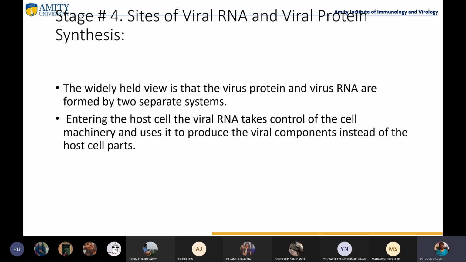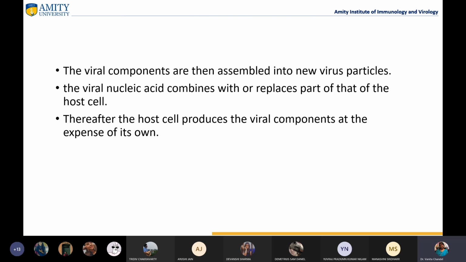So step 4 is the site of viral RNA and protein synthesis. The most widely held view is that virus protein and virus RNA are formed by two separate systems. When they enter the host cell, viral RNA takes control of the host cell machinery. So it uses it to produce the viral components instead of the host cell parts. The viral components are then assembled into new virus particles.